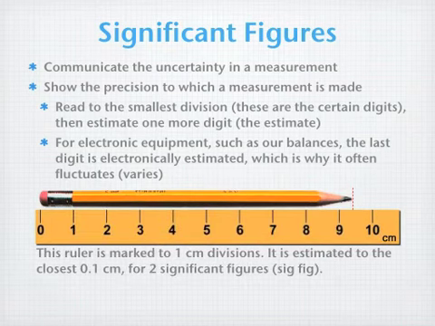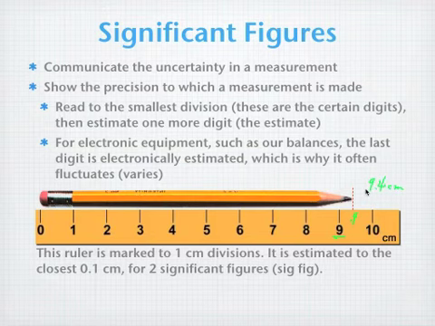If we increase the number of markings, that means we decrease the size of the divisions. We've now got this ruler marked off to 1 centimeter divisions, so we can read and be certain of the centimeter length, so we can be certain of the 9 here. Now we have to estimate to the 10th of a centimeter, and I'm going to estimate in this case 0.4 as the location of the end of that pencil, for a reading of 9.4 centimeters.